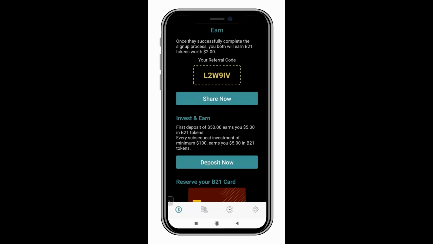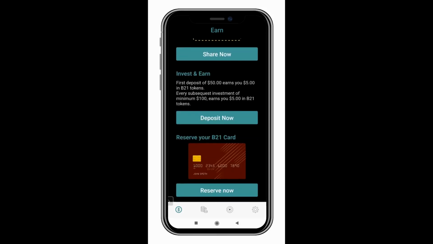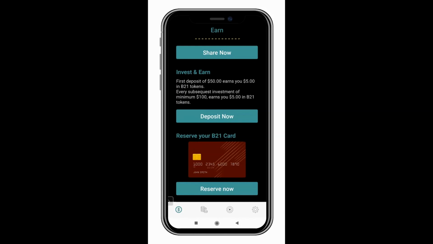We also have an invest and earn promotion that's going on right now. So for anybody who deposits $50 or more, they get $5 in B21 tokens as an incentive, and then subsequent deposits of $100 or more, they would get a $5 incentive. We also have an upcoming B21 card, which would be linked to this account. So anytime somebody wants to do a withdrawal, they would be able to do an instant withdrawal to the B21 card, and those funds would become available for them to spend on groceries or gas or anything they want to.